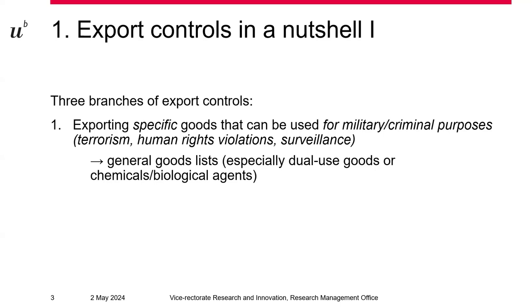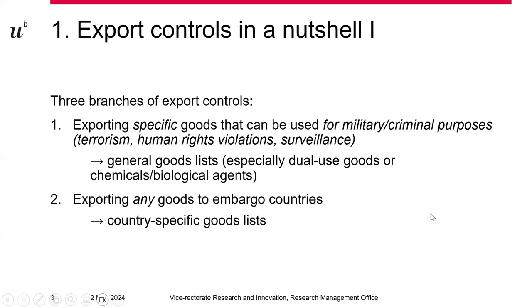And under the export control regime, we have general goods lists. For instance, I think the most famous ones would be the dual use goods list, which lists goods that can be used for both civilian and military purposes, or also lists that contain chemicals or biological agents. And whenever you want to export a good that is listed on one of these goods lists, you will have to apply for a license. This doesn't mean that you cannot export this good. So you simply have to apply for a license and then the authority will decide.